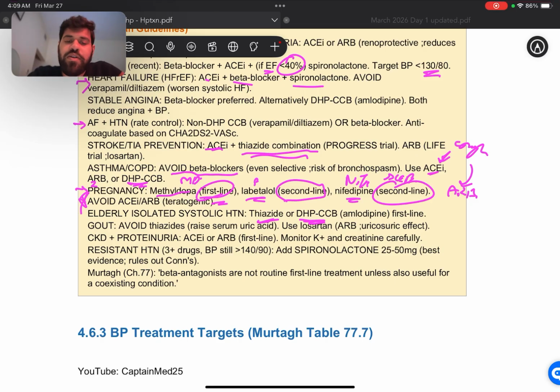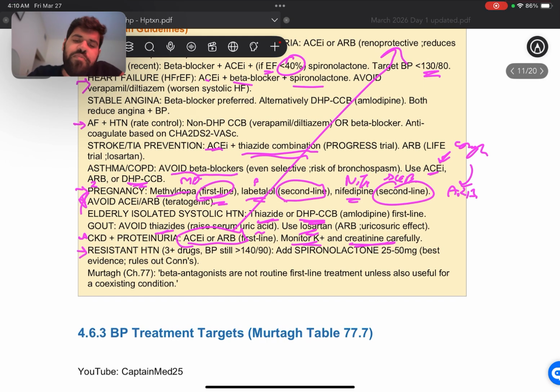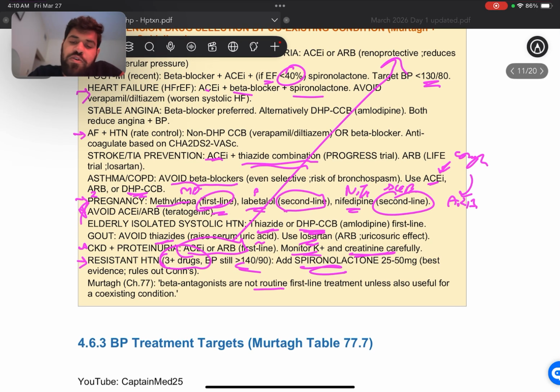Then for gout, we avoid thiazides because they increase uric acid. Instead, we use sartans, such as losartan. Then for CKD plus proteinuria, ACE inhibitors or ARBs are first line. Why? Because they are renoprotective. Then we monitor potassium and creatinine carefully because the kidneys are damaged. If the patient has resistant hypertension, we move on to spironolactone. We have to give 3 drugs, and if BP is still more than 140 by 90, we add spironolactone. Beta blockers again are not routine first-line treatment unless also used for coexisting conditions.